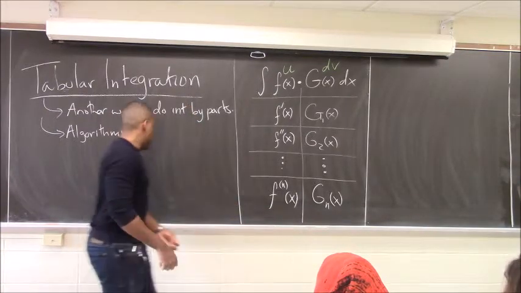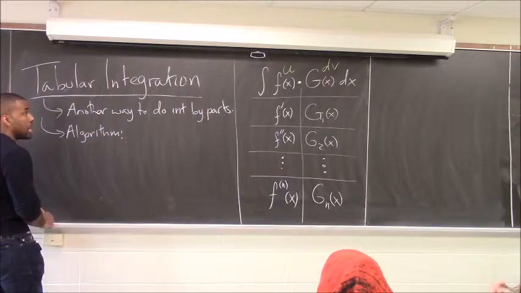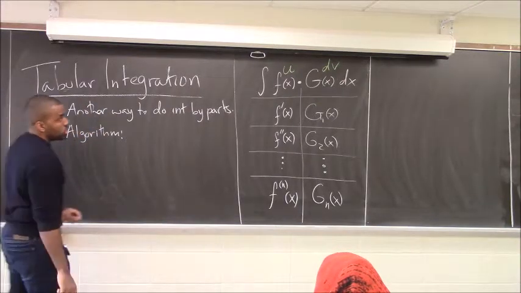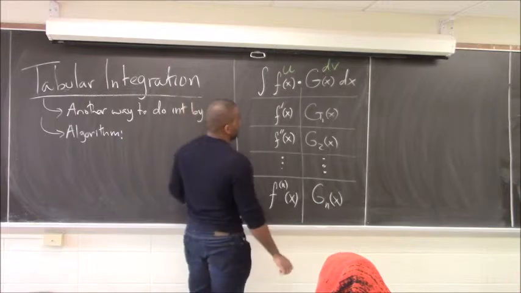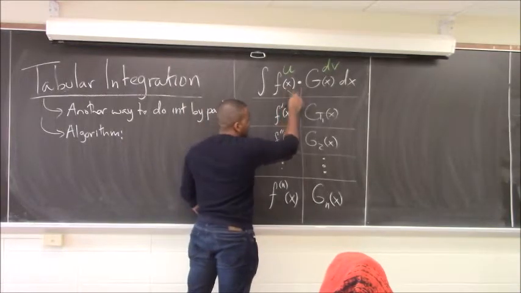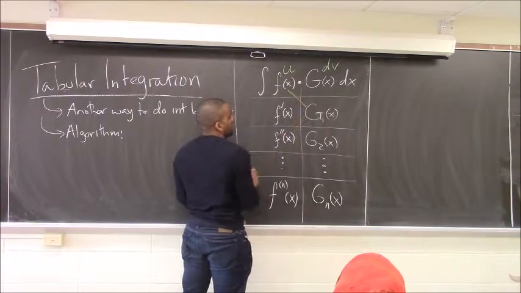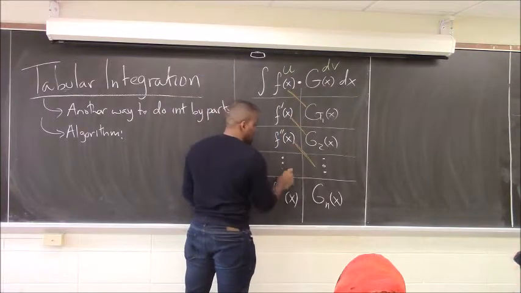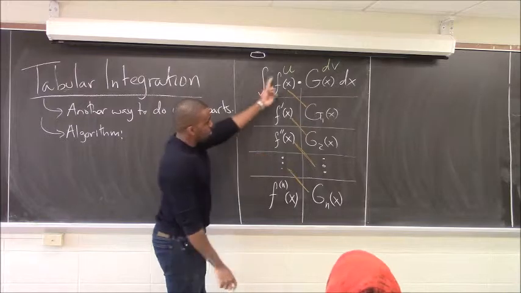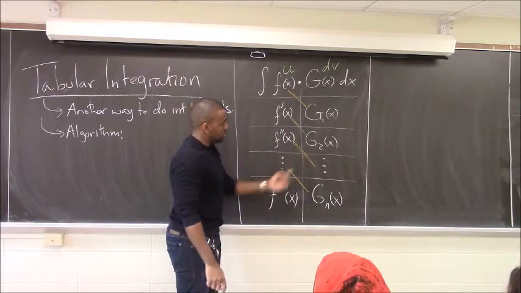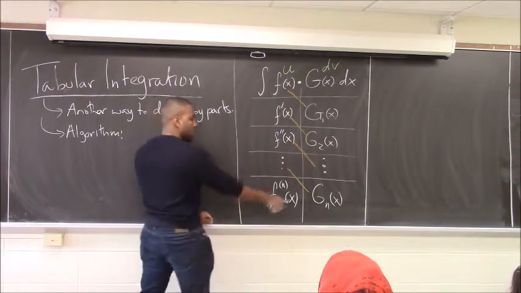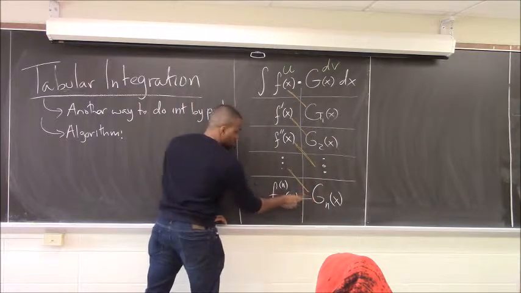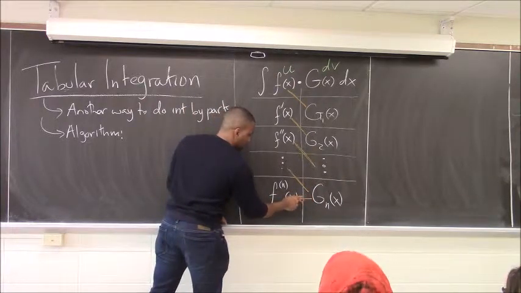Okay? But as far as that goes, what you will now do is you are going to be multiplying in a diagonal. So I'm going to take the f times that guy. And I'm going to take this times that. And I'm going to take this times that, and so on and so forth. Right? So I'm going to keep multiplying across the diagonals. Once I get to the last step, I'm going to multiply across here.